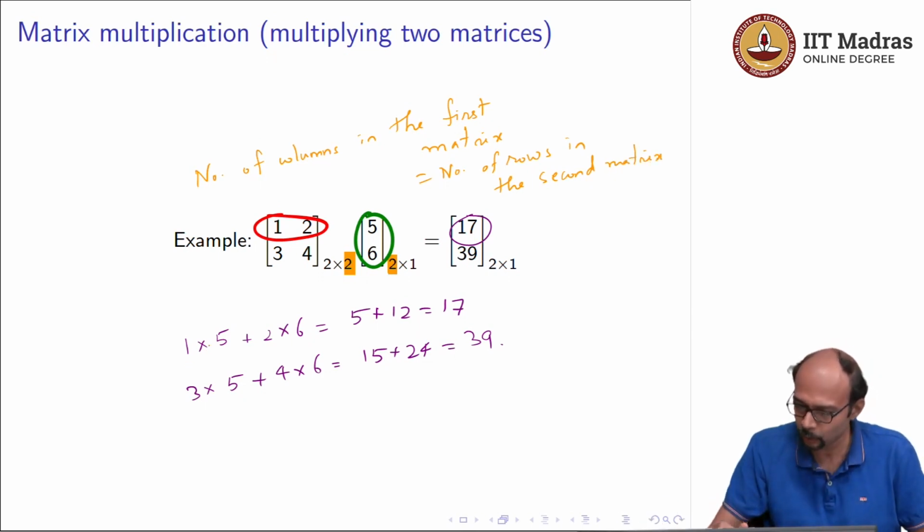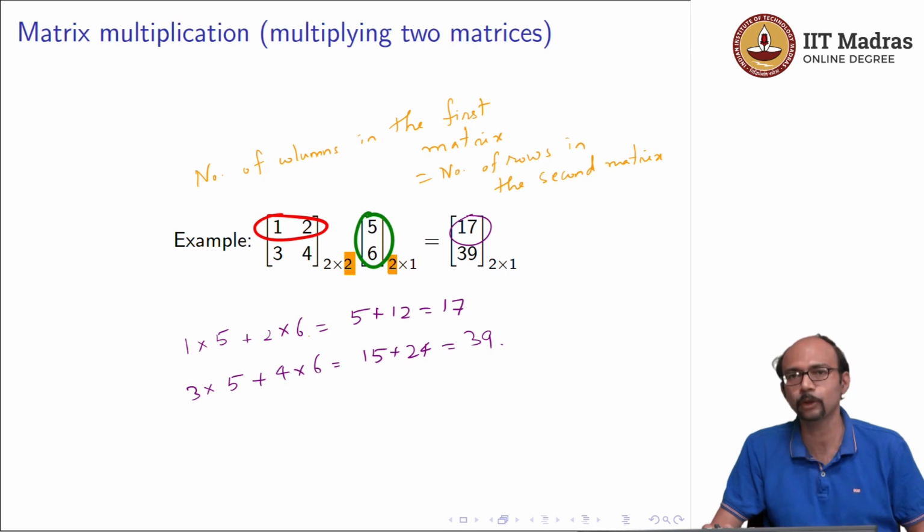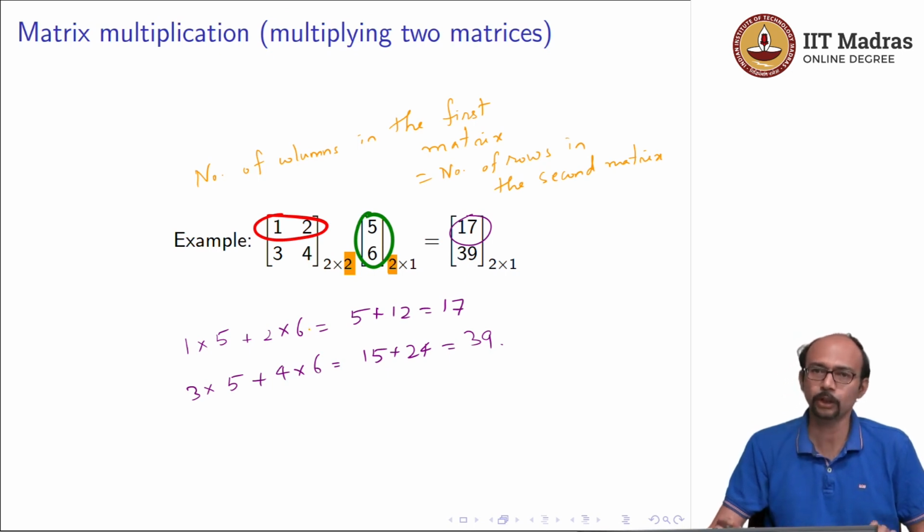Here I have a 1 and 2. How many entries do I have? I have 2 entries here, corresponding to the number of columns. And how many entries do I have here? 5 and 6, there are 2 entries, which corresponds to the number of rows. If I had one more entry, then I would not know where to multiply it by. So in order for this to make sense, the number of columns of the first matrix must be the same as the number of rows of the second matrix.